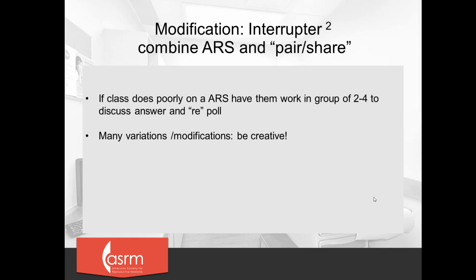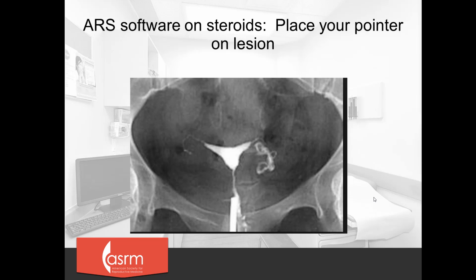For example, one can combine an ARS and a pair and share. Let's say you have a question and your class does poorly on that question when you look at the polling. You can have them then discuss with each other in groups of 2 to 4 the answer and teach each other, and then re-poll to see if you have a better response. And of course, there are many other variations that faculty have used, and one can be creative in finding these interrupter modifications.